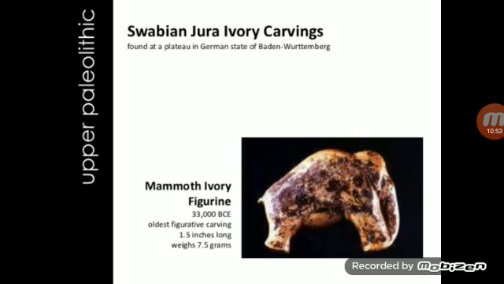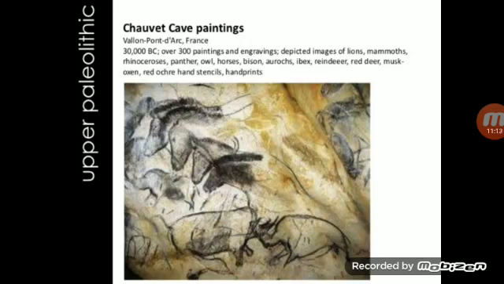Agriculture and pastoralism. The main occupation of Tamilians was agriculture. Apart from that, they also domesticated cattle and sheep. Millets and rice were cultivated. They had adopted a very good irrigation system. This picture shows a cave painting.